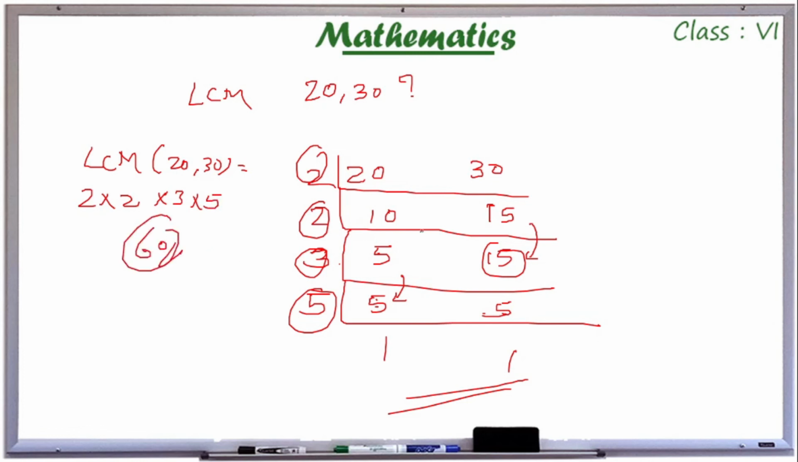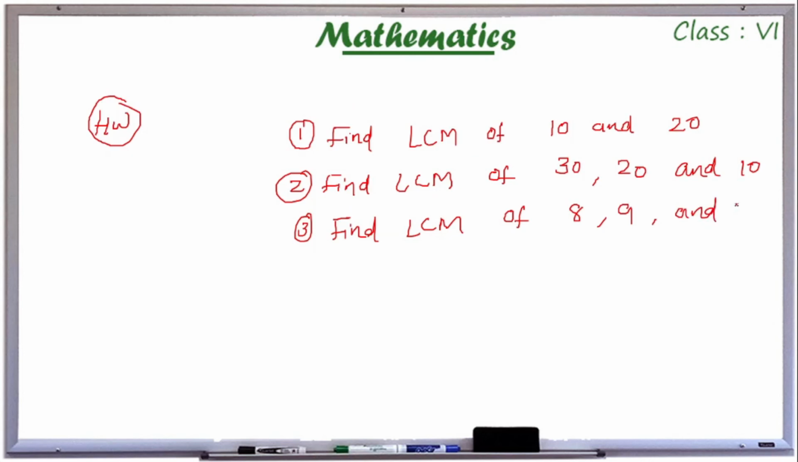Likewise, you have to find, and also you have to write homeworks. So do it as a homework. You have to find the LCM of 10 and 20. Then you have to find the LCM of 30, 20 and 10. Then you have to find the LCM of 8, 9 and 6. So do it as a homework.